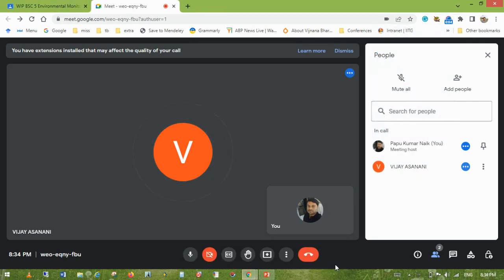Okay. So which is most important among these three? Source control. We can install various instruments to control the air pollutant within the source.